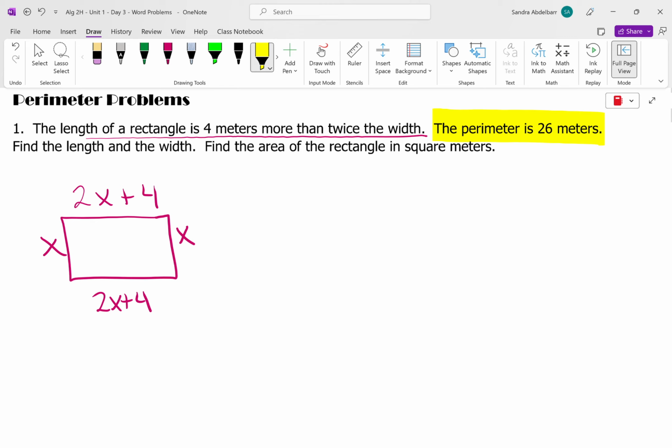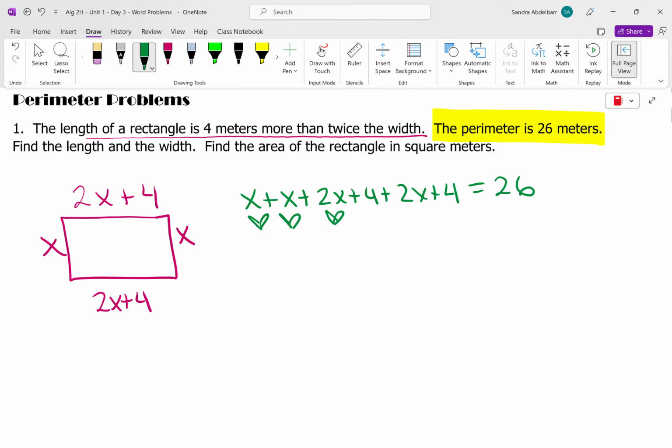Well, isn't the perimeter all the 4 sides added together? What happens if I just added 2 sides? Would that be enough? No, you need all 4. So now let's go ahead and add these. X plus 2x plus 4 plus 2x plus 4 is equal to 26. We're combining our like terms. 6x plus 8 equals 26.